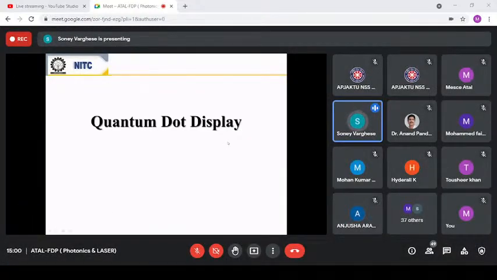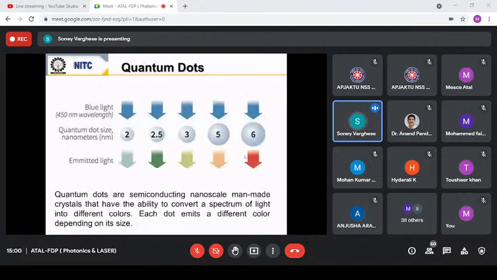Then coming to some other developments in the LCD is the quantum dot displays, right? So nowadays, there are a lot of advertisements coming for quantum dot displays. I think if you visit some electronic shops to buy a display device, televisions or something like that, probably you can see the QLEDs. They have written QLEDs, quantum dot displays, right?